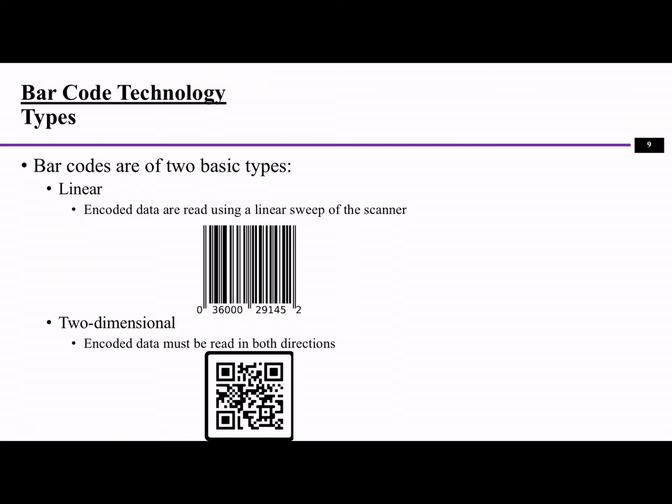Well, another one is a two-dimensional one. So the two-dimensional one basically uses squares at different places, in a shape, to contain information.